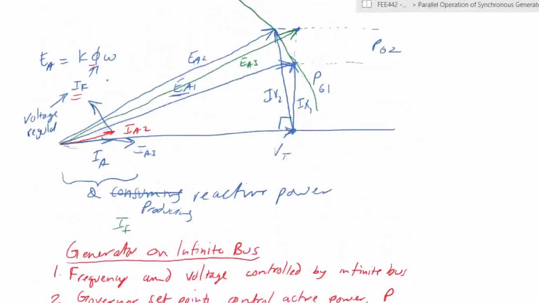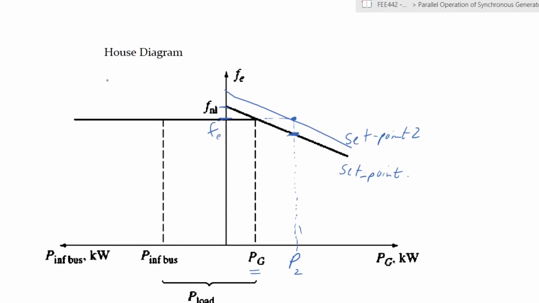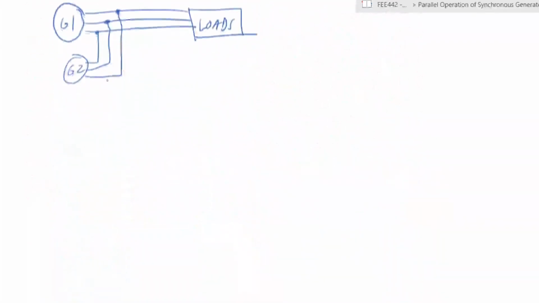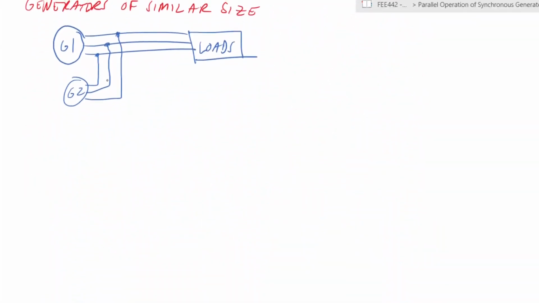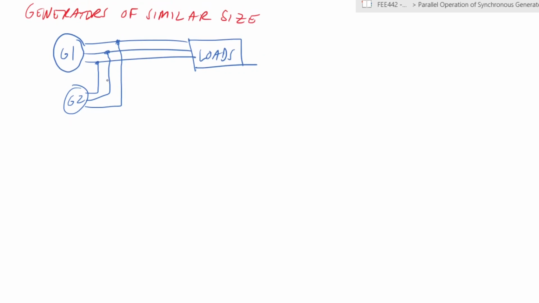So for infinite buses, we had the house diagram looking like that. But now here we have a case where you have two generators, each with slopes. So what are the dynamics of those two kinds of generators? For now, we will assume that they are of a similar size, so they'll have similar slopes and characteristics. So let's look at how the house diagram would look.